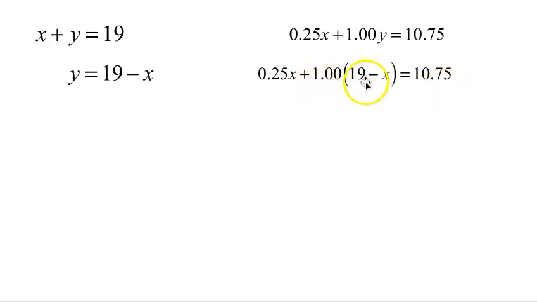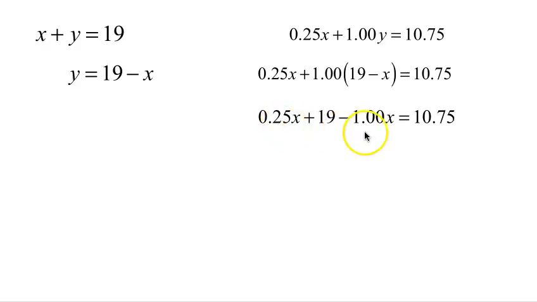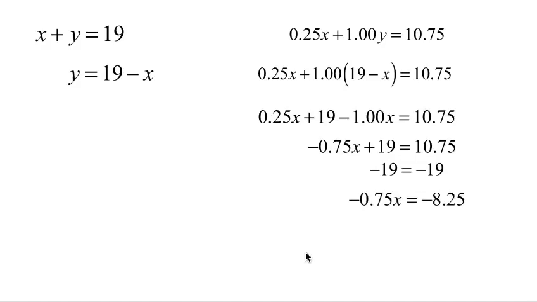1 times 19 is 19. 1 times X is 1X, but minus 1X. So 0.25X plus 19 minus 1X equals 10.75. Just be careful. 0.25X minus 1X is negative 0.75X. Plus 19 is 10.75. Now to solve for X, we're going to subtract 19 from both sides. Subtract 19 from the left side, subtract 19 from the right side. And I get negative 0.75X equals 10.75 minus 19, which is negative 8.25.